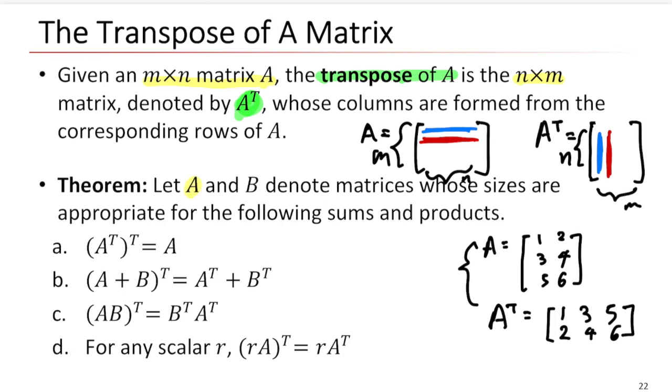Then here is the theorem for the transpose of the matrix. Let A and B denote matrices whose sizes are appropriate for the following sums and products. The transpose of A transpose is A itself, matrix A itself. The second thing, (A plus B) transpose is equal to A transpose plus B transpose. And (AB) transpose is equal to B transpose times A transpose. And for any scalar r, (rA) transpose is r times A transpose. Okay, so this is the theorem.